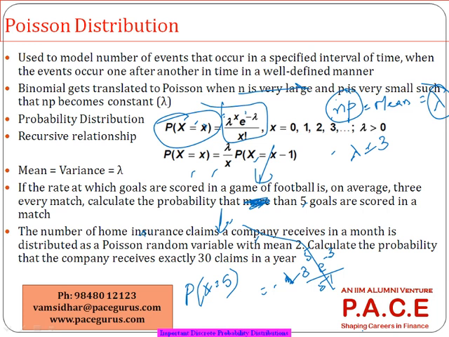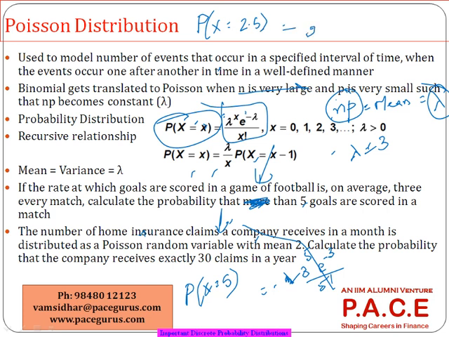The number of home insurance claims a company receives in a month is taken as a Poisson distribution with a mean of 2. In a month, it is taken as 2. What is the probability that the company receives exactly 30 claims in a year? Either I can make it as 24 in a year, or I can take it as 2.5 in a month. One of them I can translate it to. So simple thing, instead of doing big calculations, I'll take the other way itself, 2.5 claims in a month. So I'll make it as probability of x equal to 2.5.